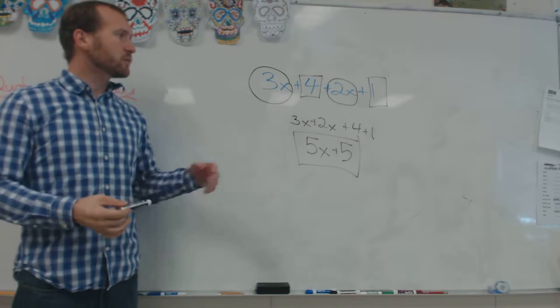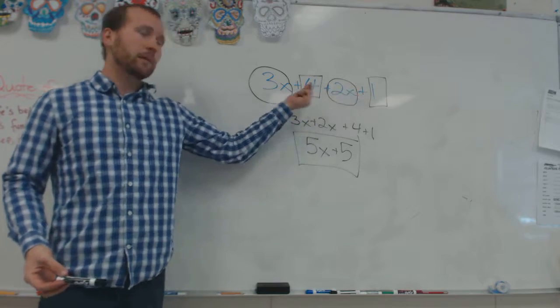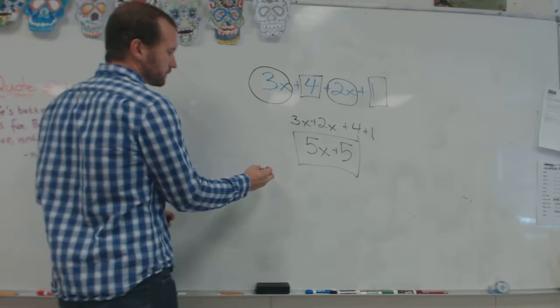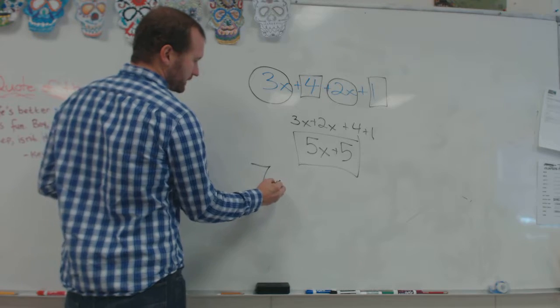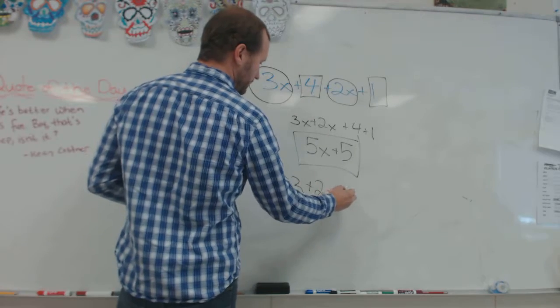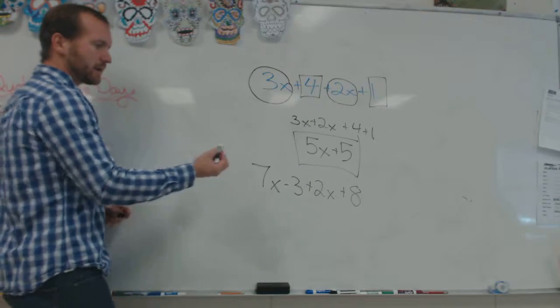So it's really important that we can identify the terms. They're separated by plus signs, right, before we can actually combine them. If you had 7x minus 3 plus 2x plus 8, combine the like terms in that expression.